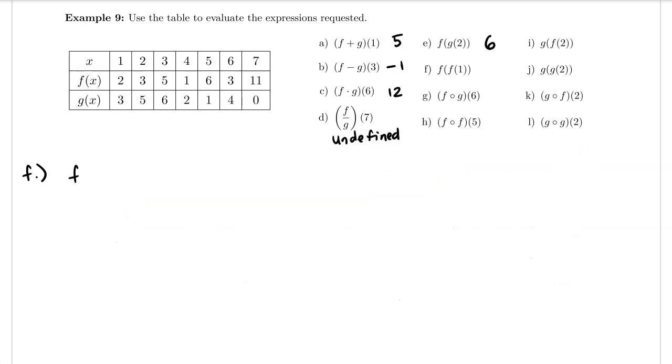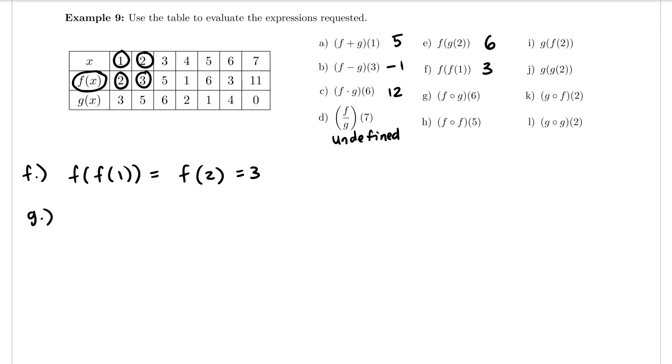In part F, we are evaluating f of f of 1. So here's 1. If I plug that into my f function, my output is 2. So now I'm evaluating f of 2. So then I'm going to find 2 on my x row. And then if I plug that into the f function, that output gives us 3.